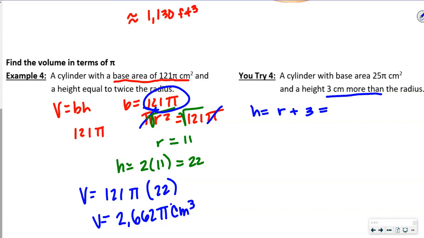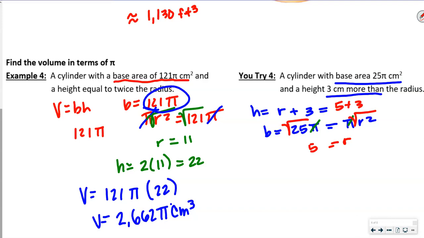All right, this one says, again, we have a base area, so our base is equal to 25 pi, and that's equal to pi r squared. Once again, notice that our pi's cancel out. We're going to take the square root of both sides, so r is going to be equal to 5. Then up here, we're going to put our 5 up there. So 5 plus 3 is our height, so our height's going to be equal to 8.